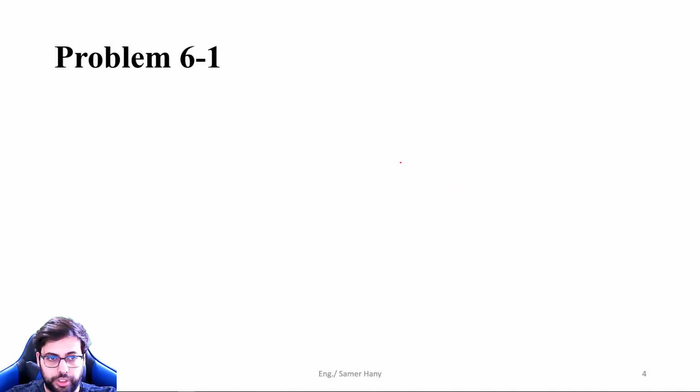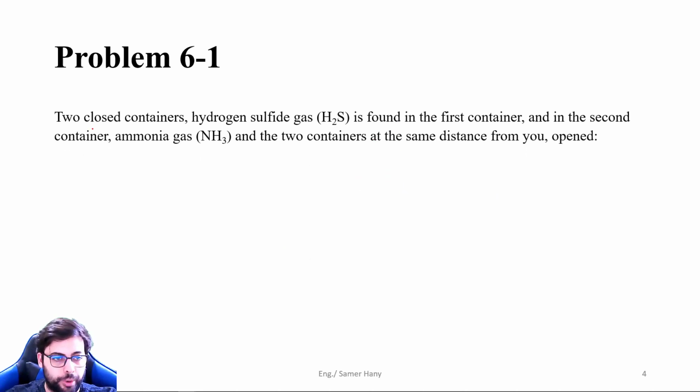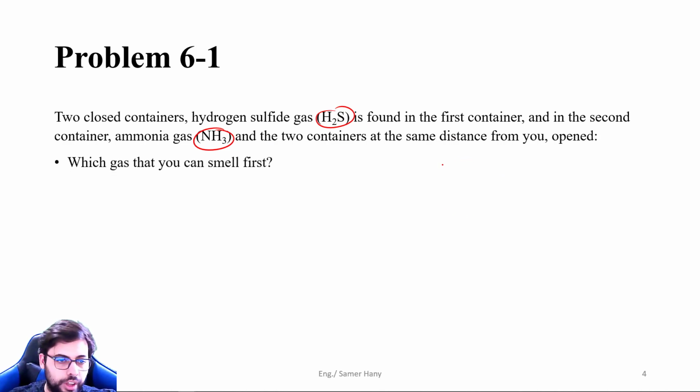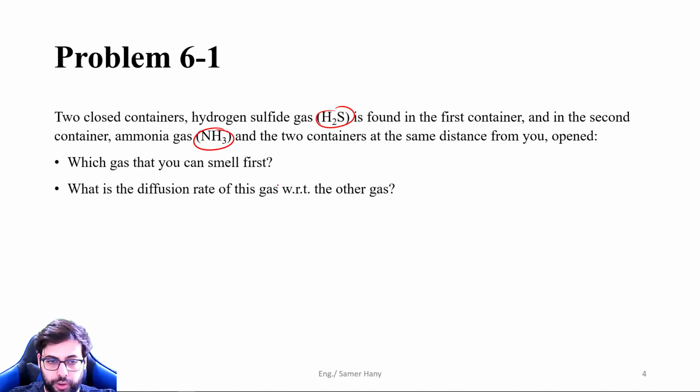So let's solve a couple of examples or questions here. The first question says two closed containers. One has hydrogen sulfide gas, H2S, in the first container, and in the second container, ammonia gas is found. And the two containers are at the same distance from you and are opened at the same time, of course. Which gas will we smell first? And what's the diffusion rate of this faster gas with respect to the other gas? So how much faster would it be than the other gas?